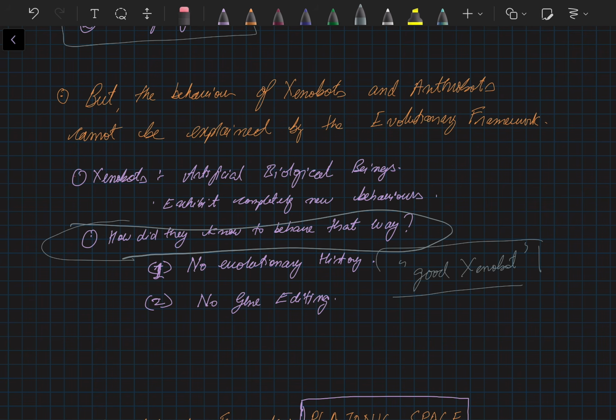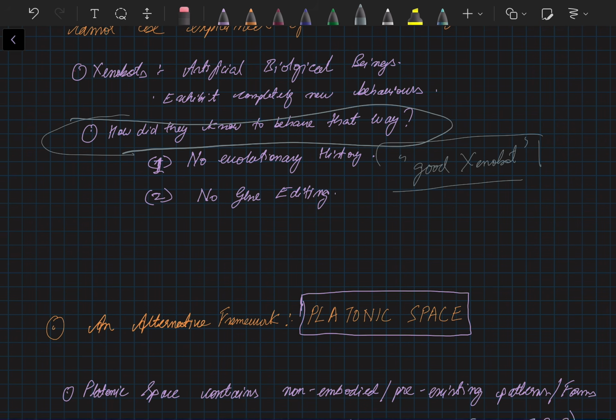So now the question is, if these behaviors were not, number one, shaped naturally via evolution and natural selection, and number two, not artificially programmed through gene editing, where did this behavior come from? This is where the concept of Platonic space comes in. So now we're going to cover the topic of Platonic space.